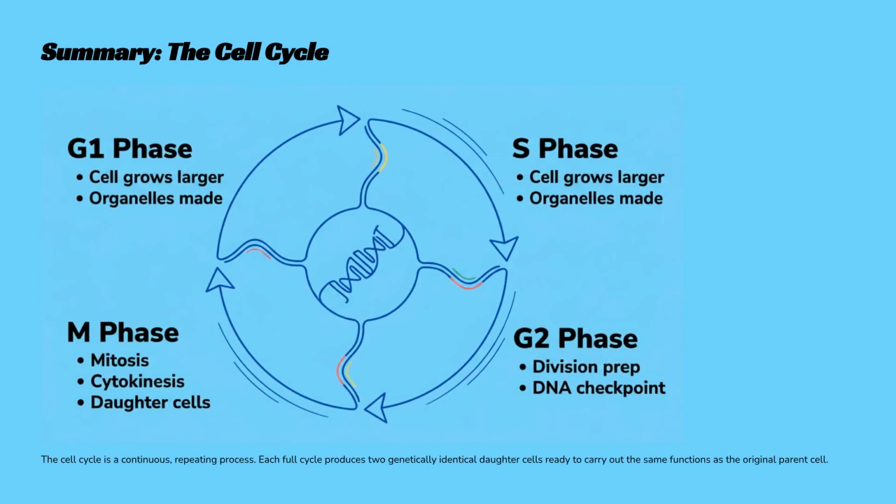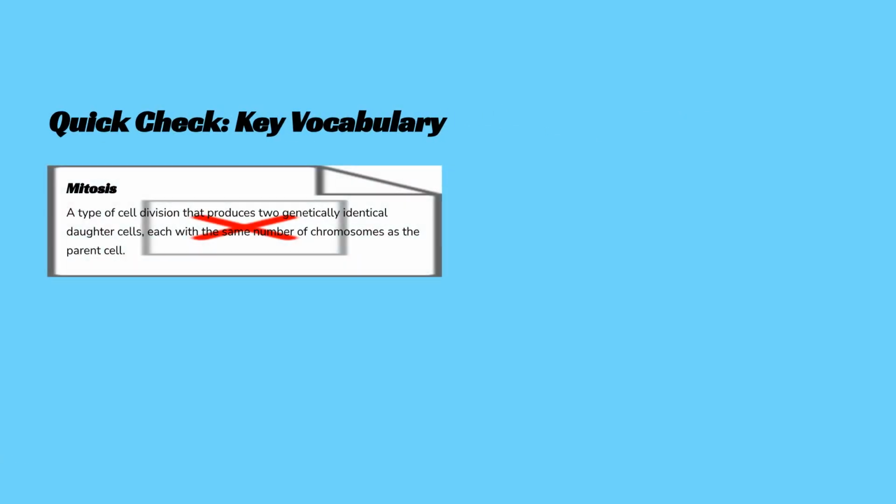To summarize, the cell cycle is a continuous, repeating process of growth and division. Each full cycle, which includes interphase, mitosis, and cytokinesis, produces two genetically identical daughter cells. Let's quickly review some key vocabulary. Mitosis is cell division producing two identical daughter cells.